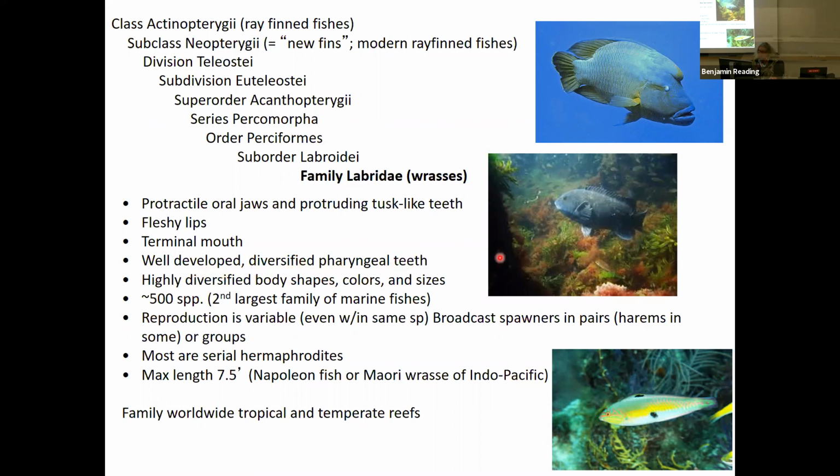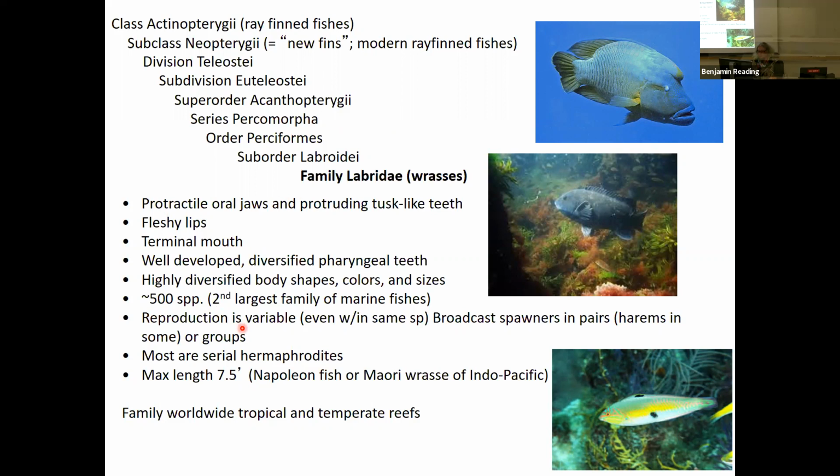Very well-developed and diversified pharyngeal teeth. So this second pharyngeal jaw inside of the head is very well-developed. Again, generally speaking, a very strong characteristic of order Perciformes, very highly diversified in family Labridae. Lots of different body shapes, sizes, colors, brilliant blues to yellows and greens to some kind of drab, dark colors. So lots of variation there. Very large family. Labridae is over 500 species. It's really the second largest family of marine fishes.